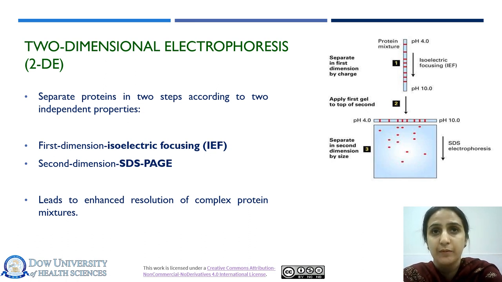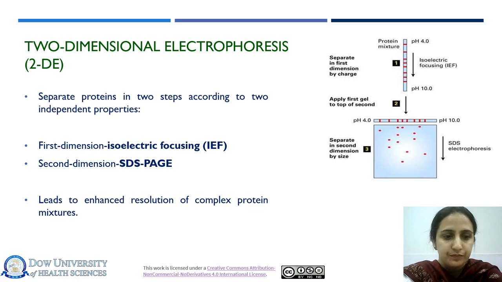The advantage is that because you are using two different characteristics for the separation of proteins, if two proteins have the same pI, they are present at the same position on the IPG strip. But when you put that IPG strip into the second dimension SDS-PAGE, the two proteins that have the same pI may not have the same molecular weight, so they get separated here. In this way, by combining two different electrophoretic methods, you are increasing the resolution and the separation of the complex mixture of proteins.